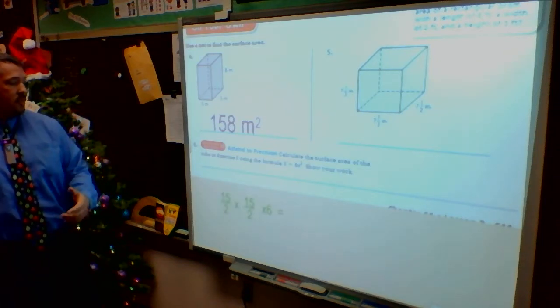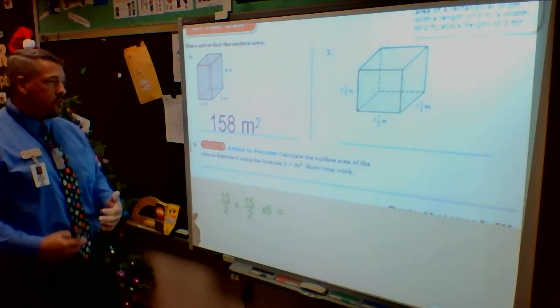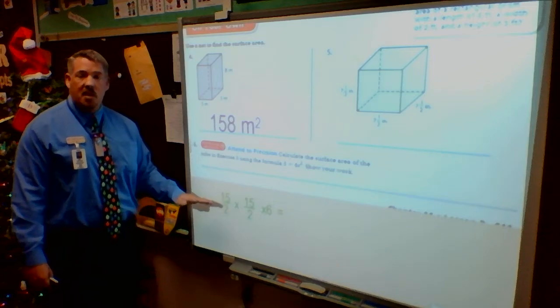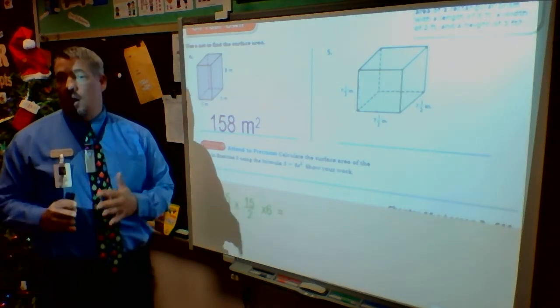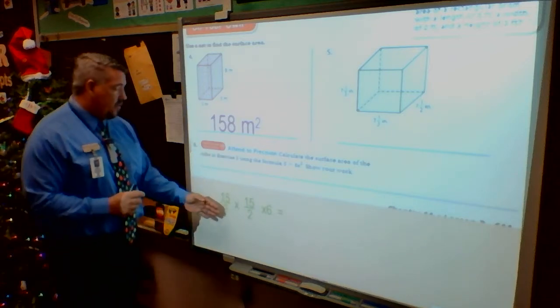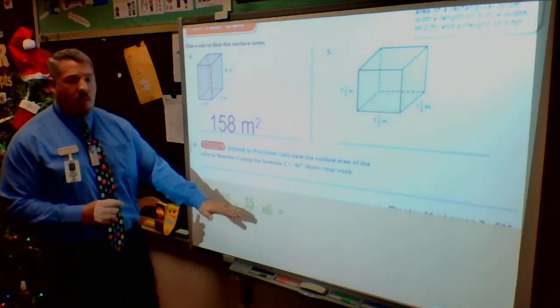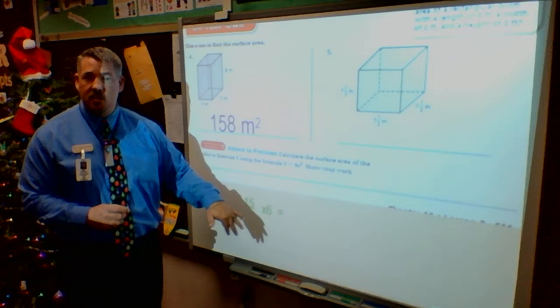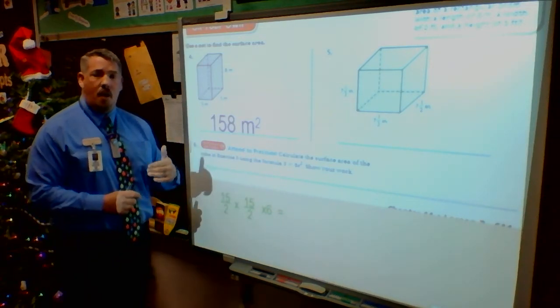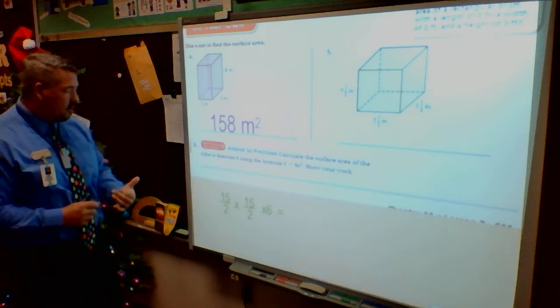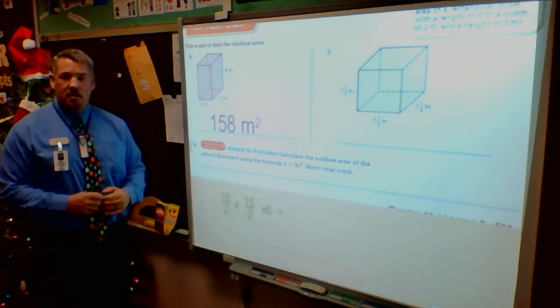So when I look at setting that up, as the book showed you, if I take my 15 halves times 15 halves, that gives me my area of one face. 15 halves times 15 halves. And then my number of faces is 6 because it's a cube, it's a rectangular prism. I know I have a top, a bottom, a front and a back, a right and a left. So I would then multiply it by 6.